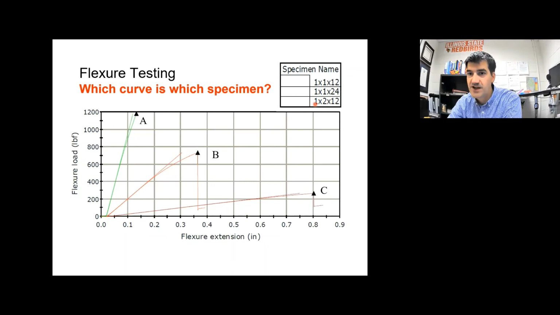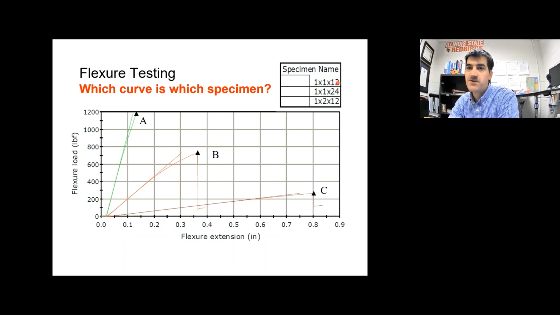So this one right here, the 1/2, must be curve A, because this has the highest moment of inertia, which is going to mean that it's going to deflect the least for a given amount of force applied. So this is going to be curve A. Specimen A is going to be right here. What's going to be for these two right here? Well, the only difference is the span, actually.